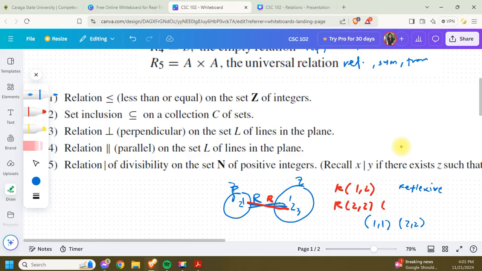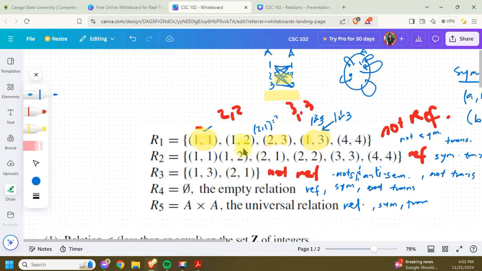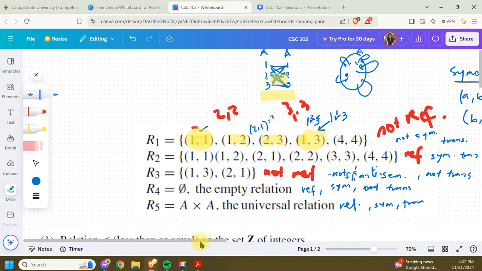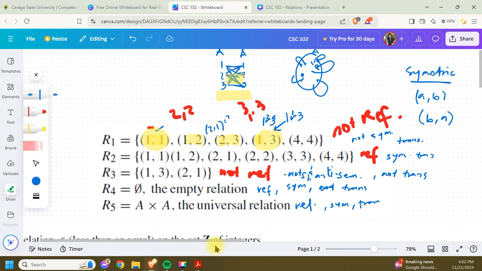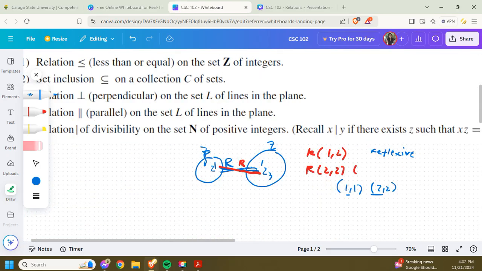Yes, you're correct. This set here is reflexive because of the existence of those elements. Now let's go to symmetric. Symmetric means that if there is a (1, 2), or if there is an (A, B), there should also be a (B, A).